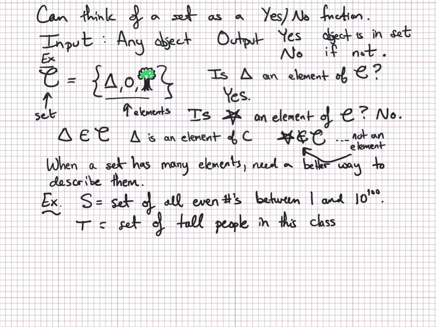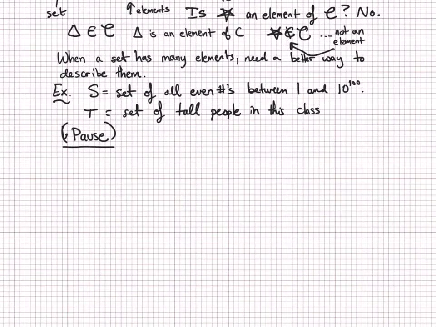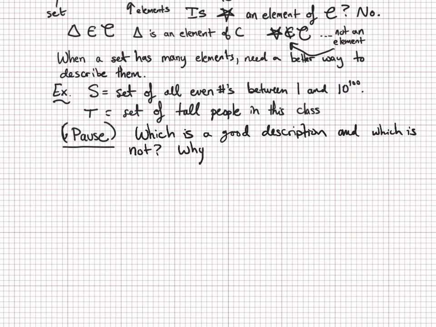Okay, so whenever I want people to pause the video and think a little bit about what we're doing, I'll just say it and write "pause" there. And I encourage you to actually pause and think about it. So what I'd like you to think about here is, which is a good description and which is not? And really why? Why is one better than the other?